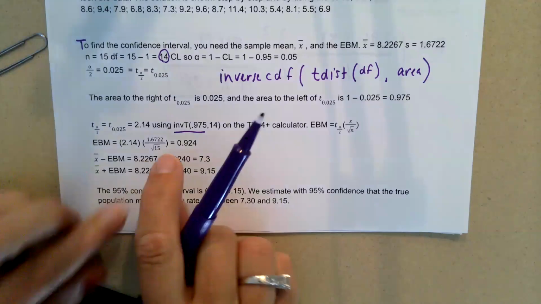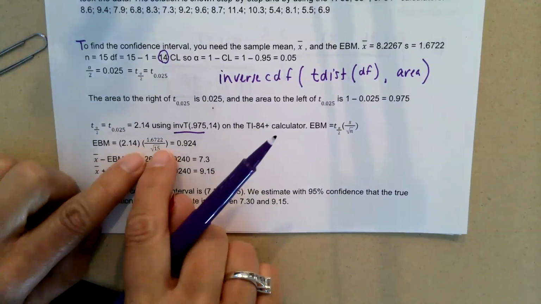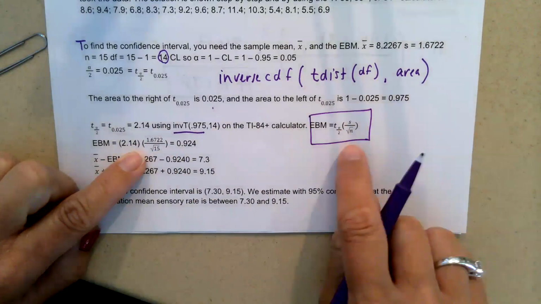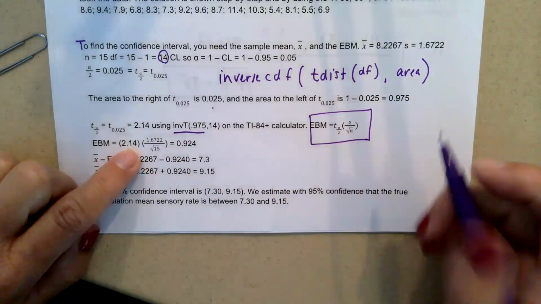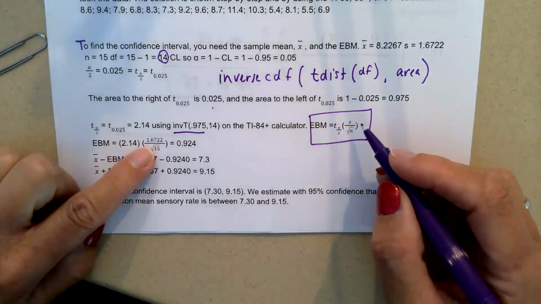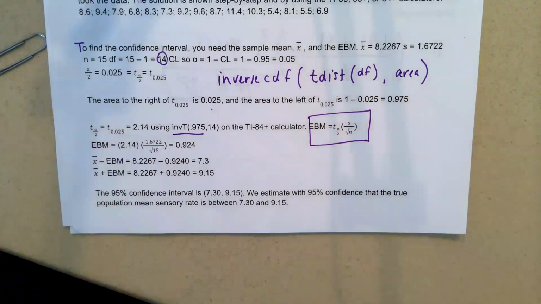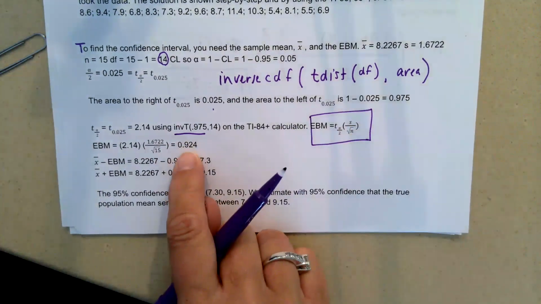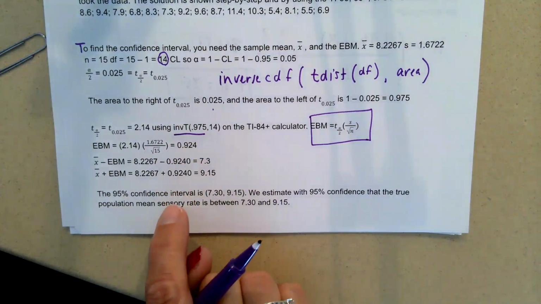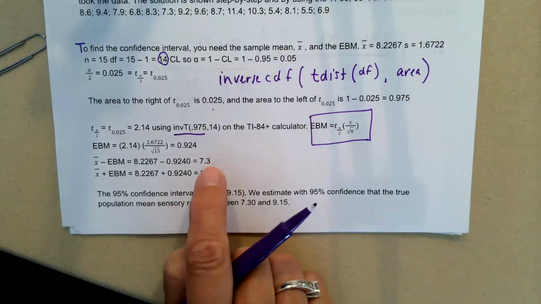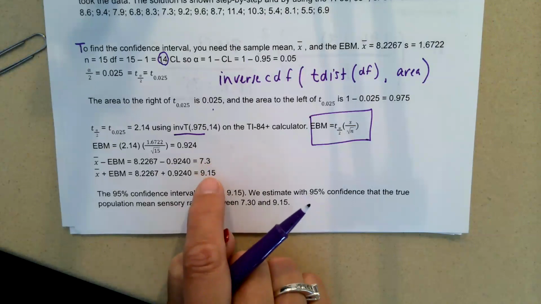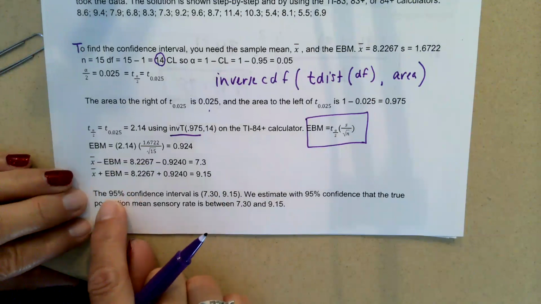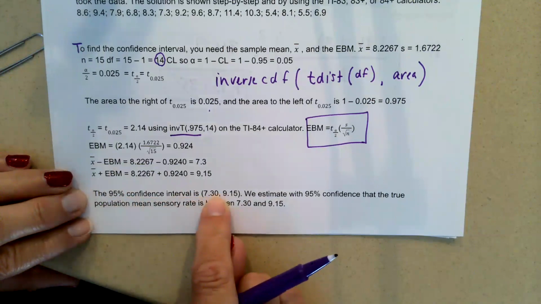the error bound by taking your T, using the error bound formulas right here. So your T, which is the 2.14, your standard deviation from the sample, and then the square root of n. Make sure you use the square root of n, not the square root of the degrees of freedom. So our error bound is 0.924. Our lower and upper are 7.3 and 9.15.